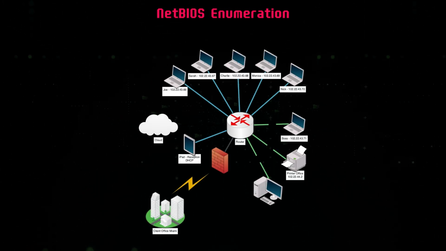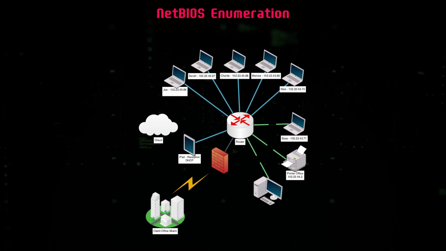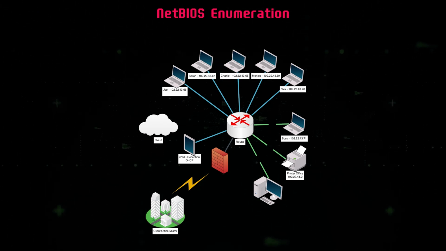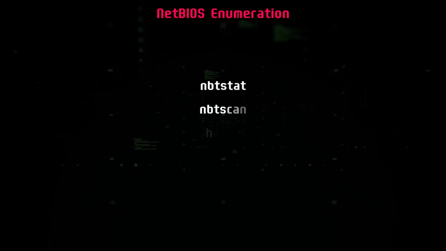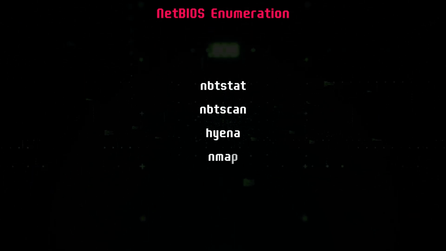NETBIOS enumeration is a technique used to gather information about a network and its resources, particularly in Windows environments. It involves querying NETBIOS services to obtain details such as computer names, user accounts, shared resources, and more. This information can be useful for network administrators for management purposes, or for attackers seeking to exploit vulnerabilities. We can use different tools for NETBIOS enumeration, such as NBTstat, NBTscan, Hyena, and Nmap.